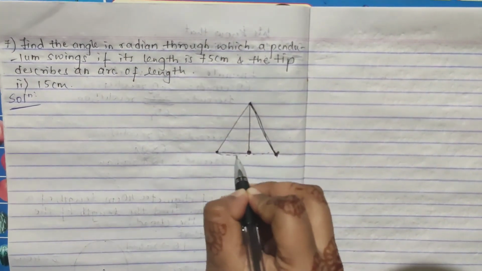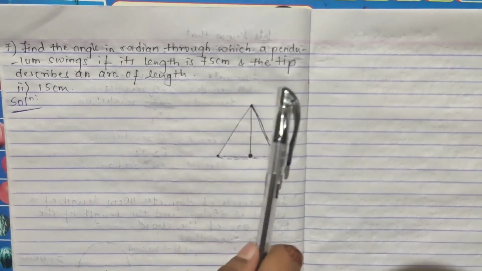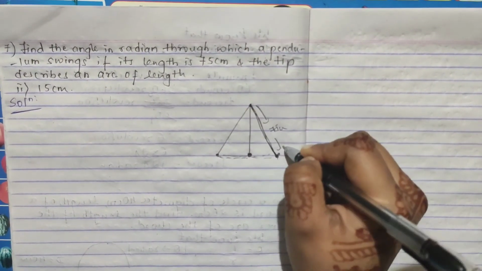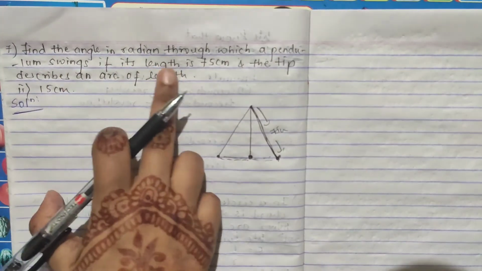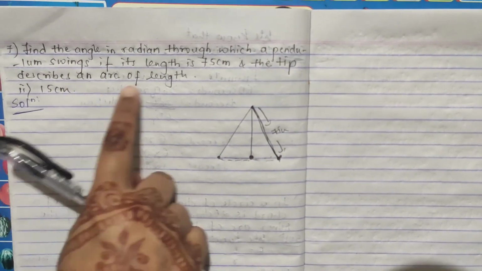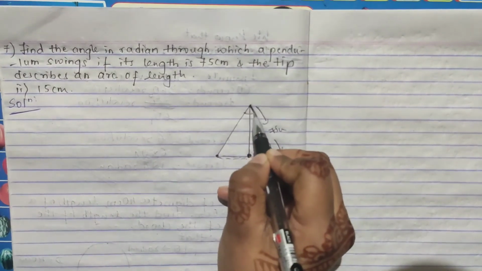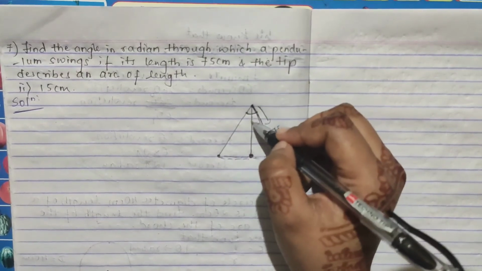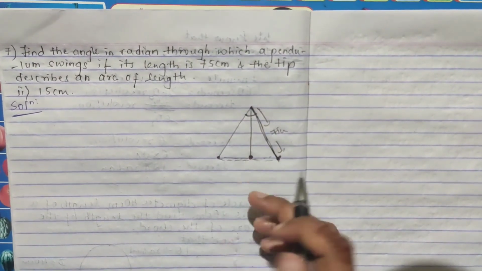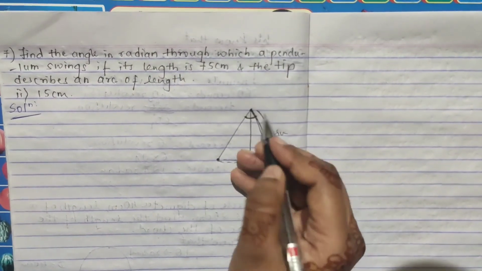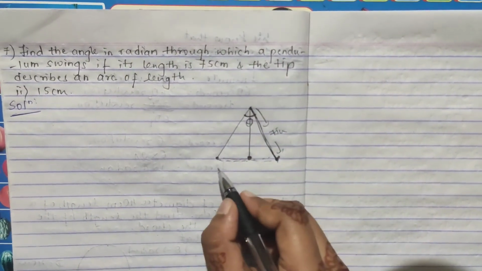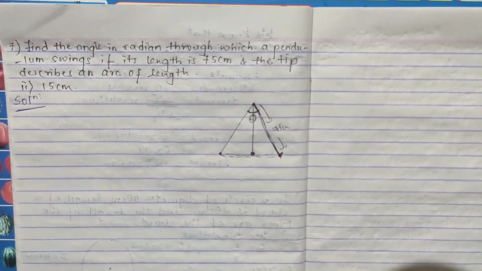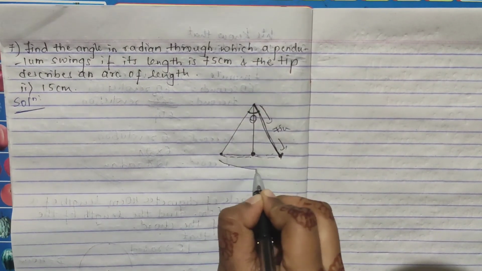It is just swinging. So they are telling its length is 75 centimeter. They are telling you to find the angle in radian through which the pendulum swings, which means this whole part, they are asking for. If I erase this line, this whole part angle theta is what it is asking. And the tip describes an arc of length, they are telling.